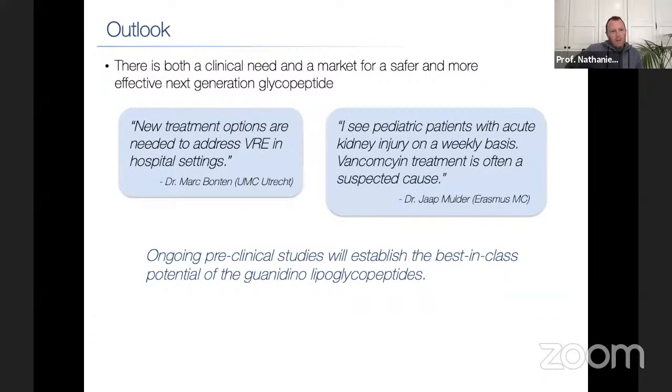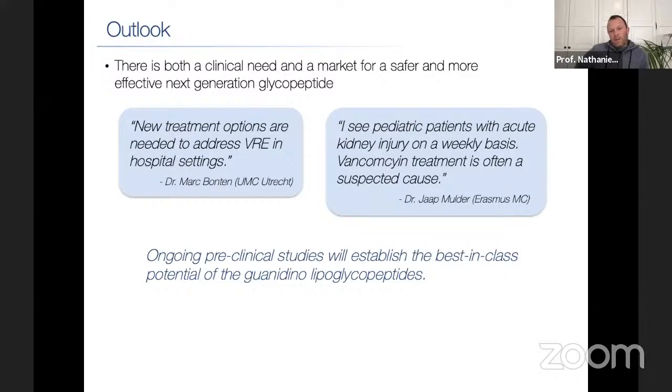I think just to close, it's important to, again, think broadly and look forward for where these compounds might fit into the clinic. I would say there is certainly a need and a market for a safer and more effective glycopeptide antibiotic. In talking with Mark Bonten, who many of you will know, he underscores the importance of developing new compounds to address VRE, certainly in hospital settings.